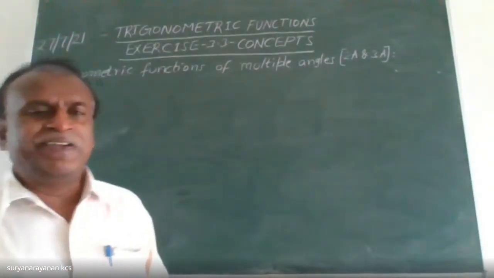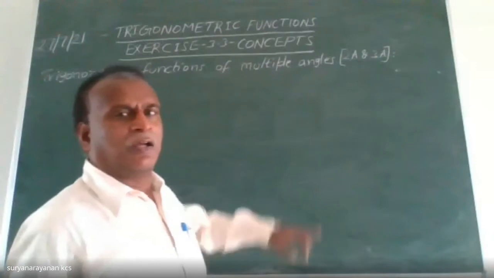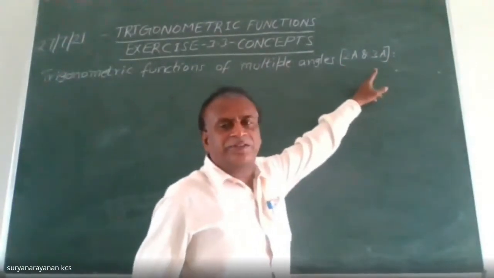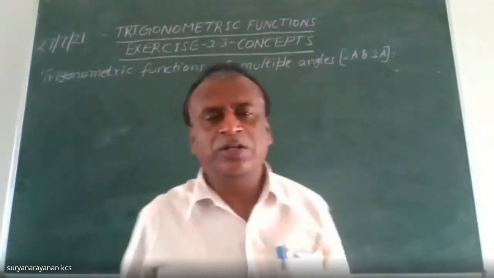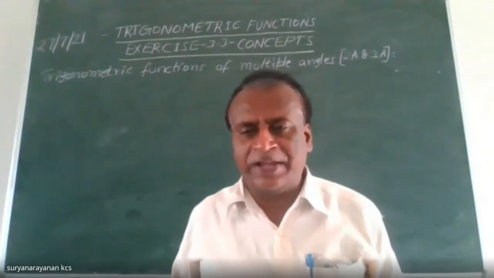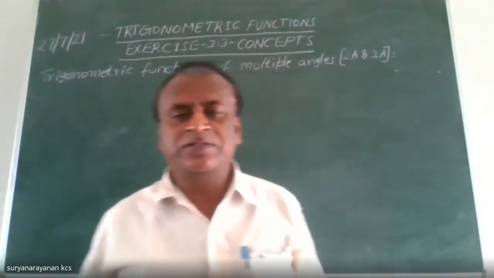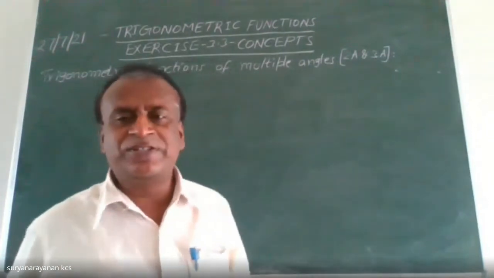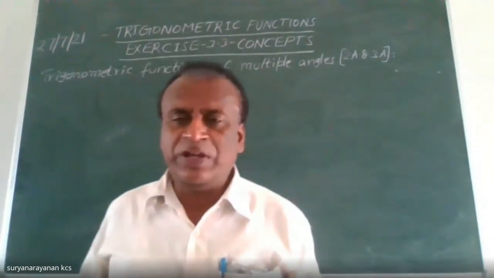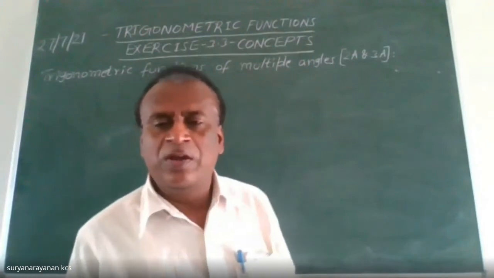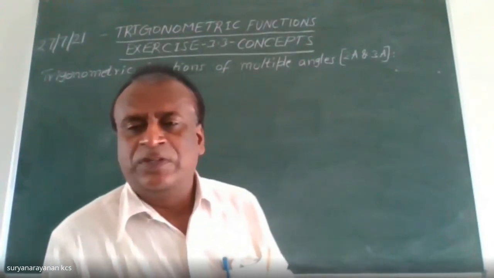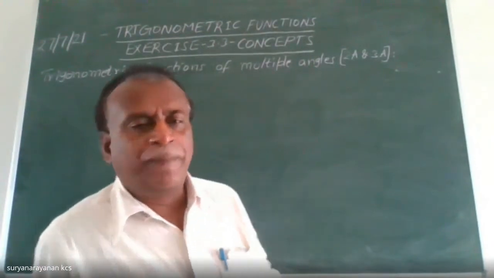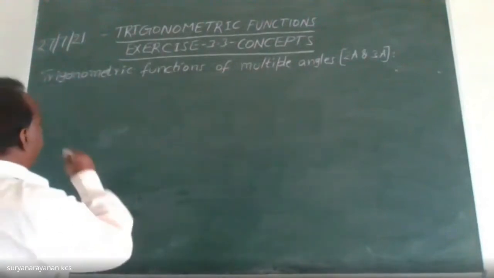So in the previous class, I have told you 2A, 3A, 4A and so on. These are called multiple angles. For these angles, let us find trigonometric functions, means sin 2A formula. We derive sin 2A, cos 2A formula, tan 2A. Okay, my children, sin 2A.